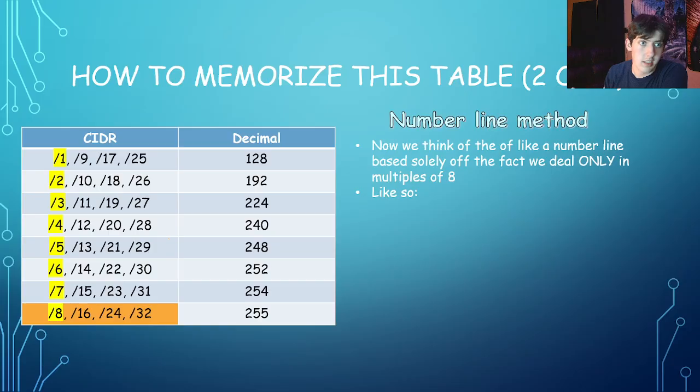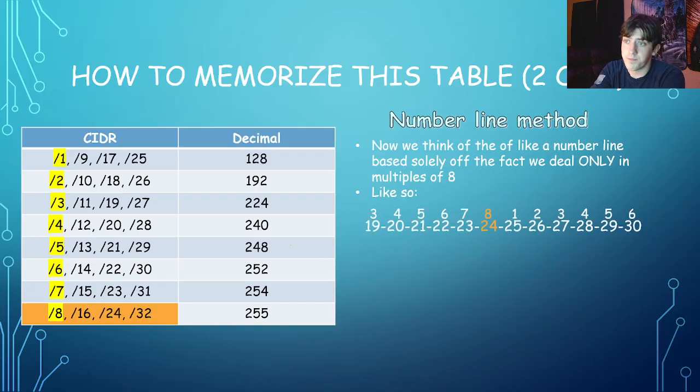Based solely off the fact that we only deal in multiples of 8, so it's always in numbers of 8, we're basically going to mentally assign a number to every single one of these. And we just have to know that 8 sits on top of our multiples of 8. So 8 sits on top of 8, 8 sits on top of 16, 8 sits on top of 24. And every time you hit a multiple of 8, it resets back to 1.